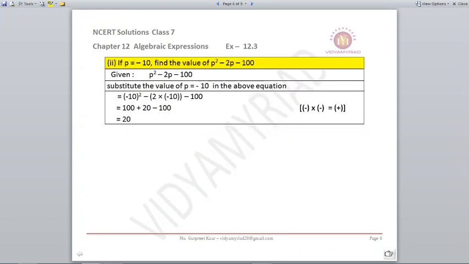Second part, if p is equal to minus 10, find the value of p square minus 2 into (p minus 10)... just put the value of minus 10 in place of p. You will get minus 10 the whole square minus of 2 into minus 10 and minus 100. What is 10 into 10? 100. Minus into minus plus. So it will be plus 100. Now you have a minus sign outside. Inside is 2 into minus 10. That is minus 20. Minus and minus plus. So plus 20 and minus 100. Your required answer is 20.